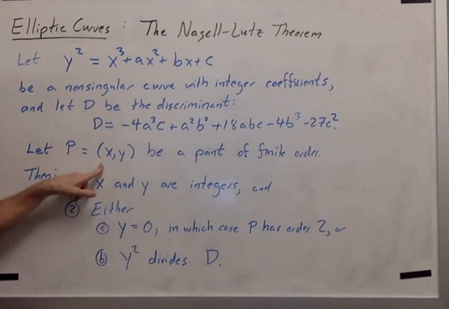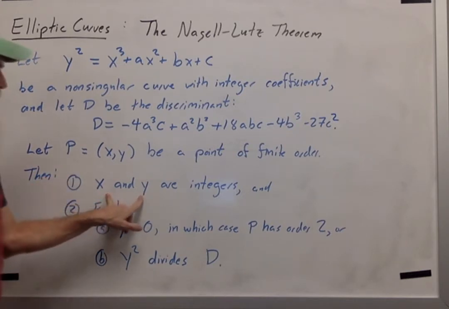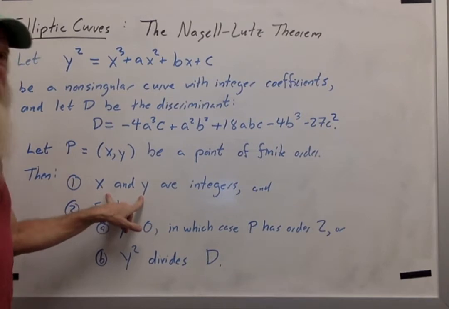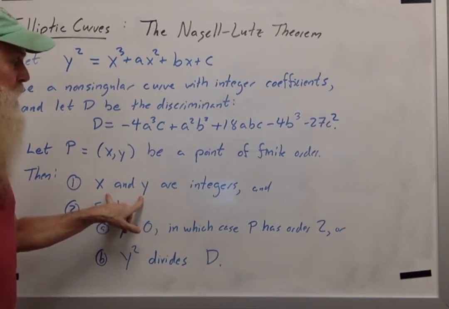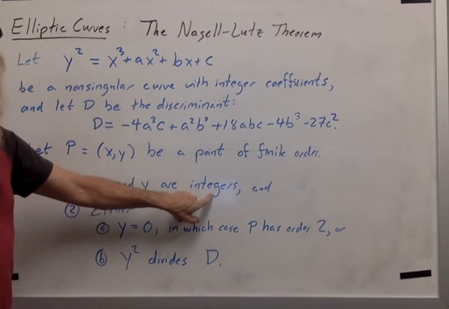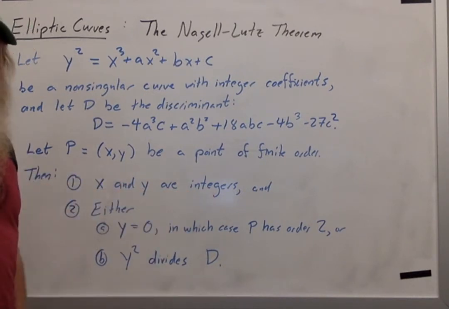Now, if P is a point on the curve that has finite order, then the Nagell-Lutz theorem tells us two things. First of all, the coordinates x and y are both going to be integers. So only integer points on the curve are going to have finite order.